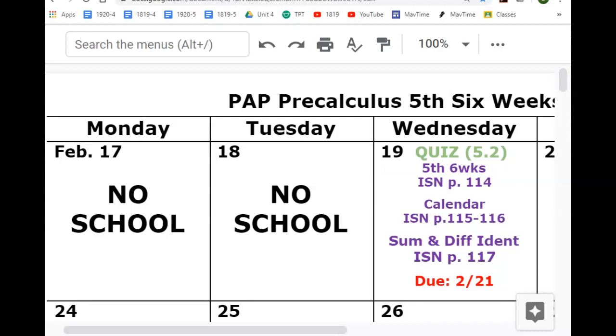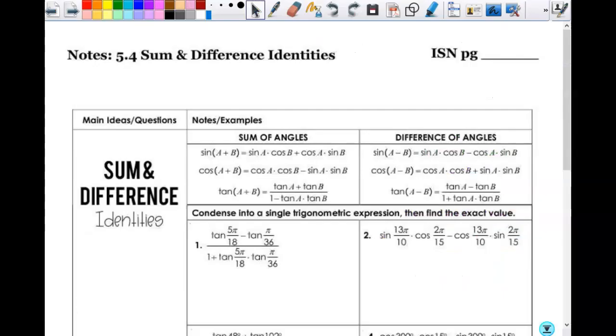Okay, here is your calendar for today. On page 114 in your ISN, you can just title it 5th 6 weeks. You're going to cut your calendar and place it on 115 and 116, and then today's lesson is going on 117. All right, so today we're going to look at sum and difference identities.